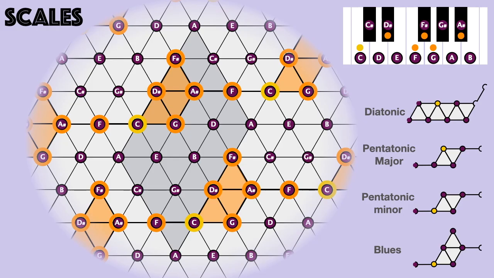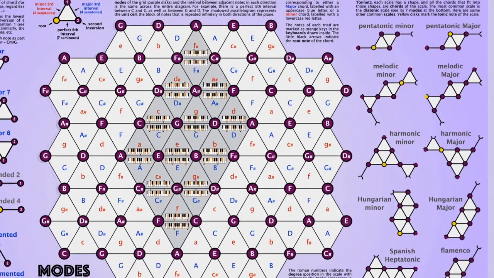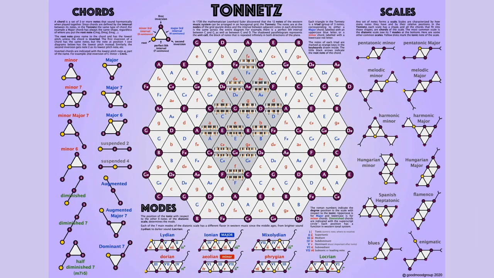Intervals, chords or scales are just a few basic concepts of music theory that become very intuitive when we learn them with the help of the Tonnetz. But there are more.